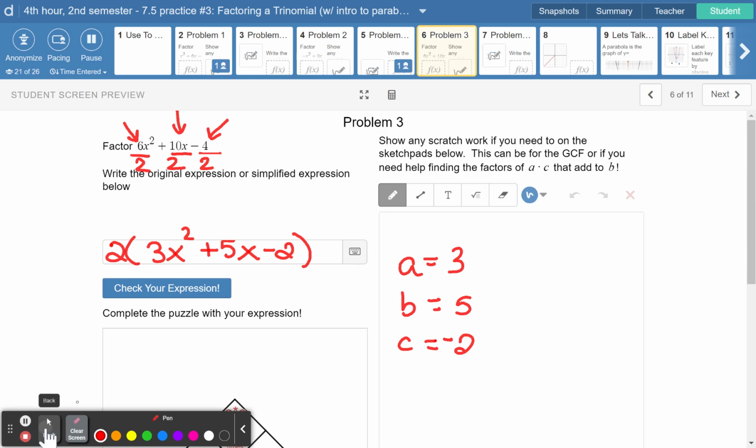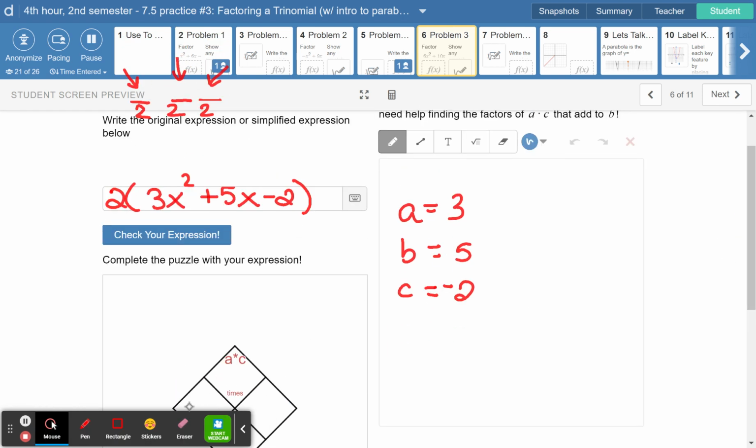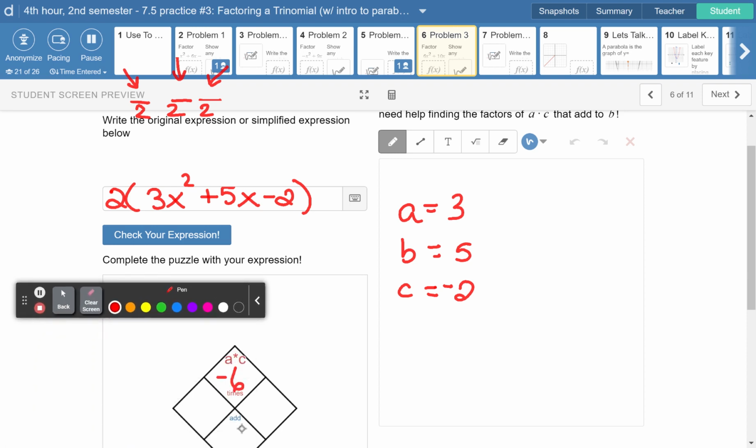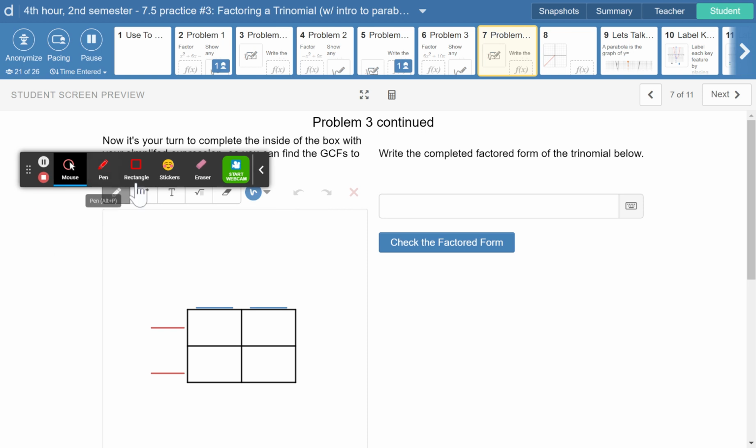So then you can fill out the diamond with those numbers. So then we're going to get negative 6 and we're going to get 5. The two numbers that work are 6 and negative 1, because you multiply, get negative 6, and add to get 5. So, what we do next, that 6 and negative 1 matter. That 6 and negative 1 goes in the diagonal, and then put the x's.